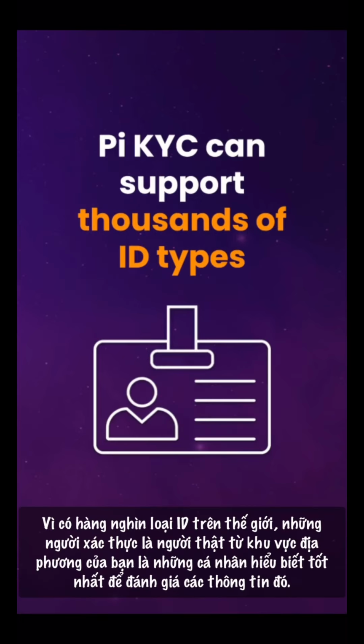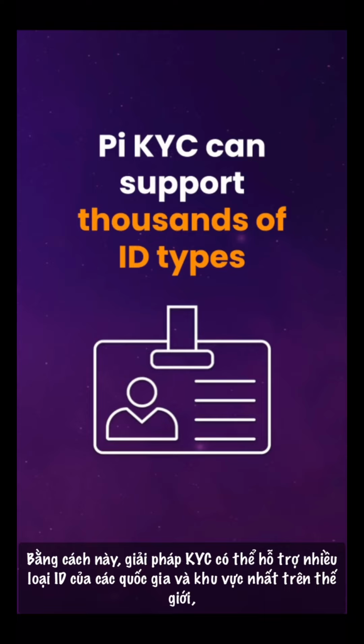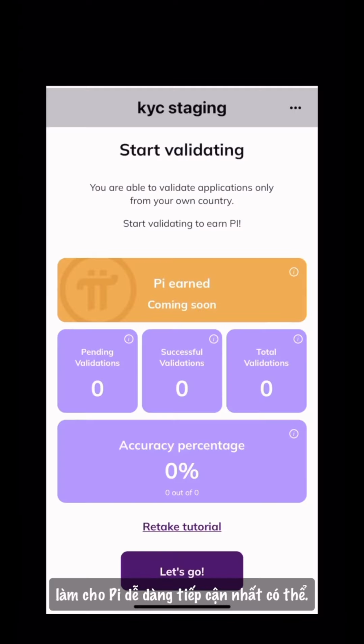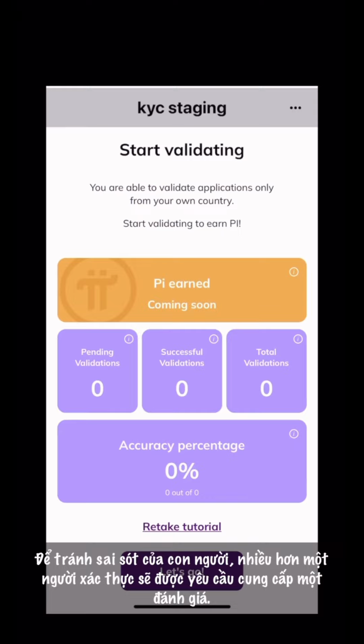As there are thousands of ID types in the world, human validators from your local region are the best knowledgeable individuals to assess that information. This way, the KYC solution can support the widest variety of countries and regions' ID types in the world, making Pi as accessible as possible. To avoid human errors, more than one person will be asked to provide an assessment.